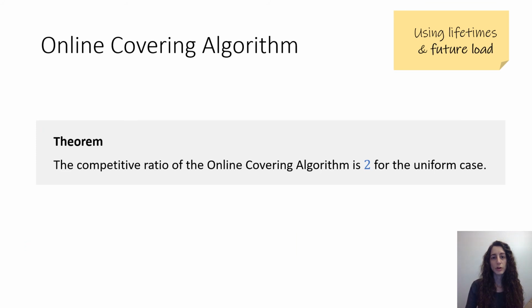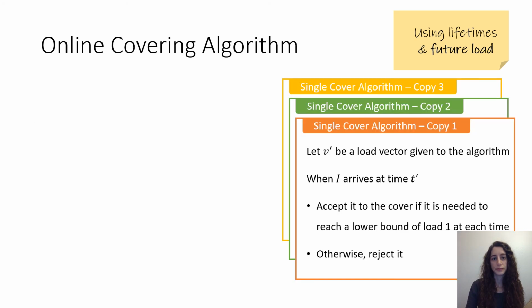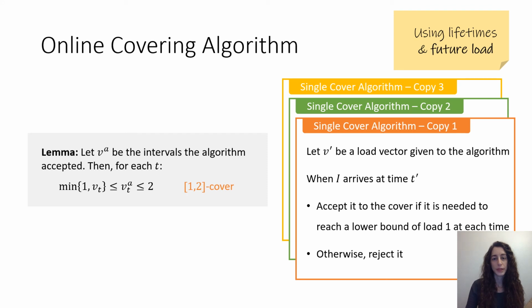This algorithm achieves a competitive ratio of 2 for the uniform case. Let me now give you some intuition on why this is the case. As we said, each copy is trying to create a 1-cover. If each copy knew the exact load it would receive, then it would successfully manage to do so. However, that is not the case.